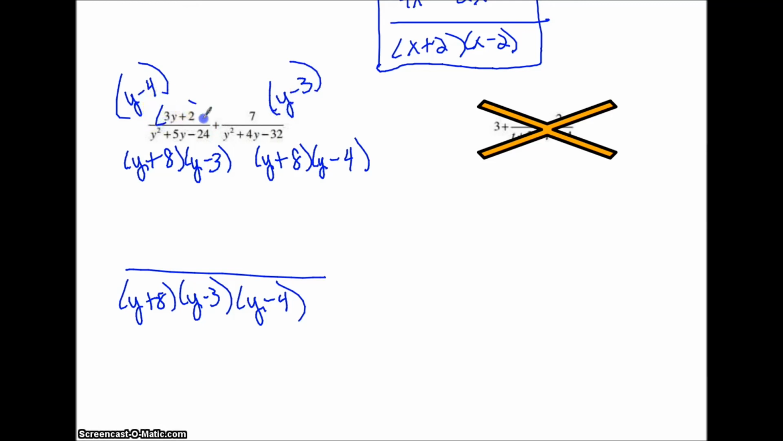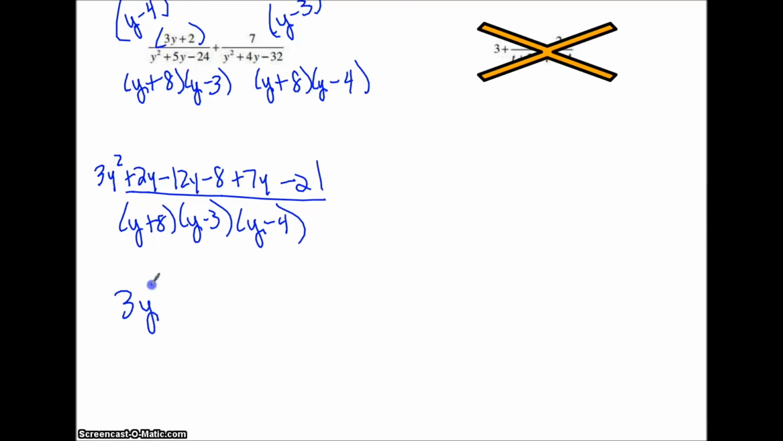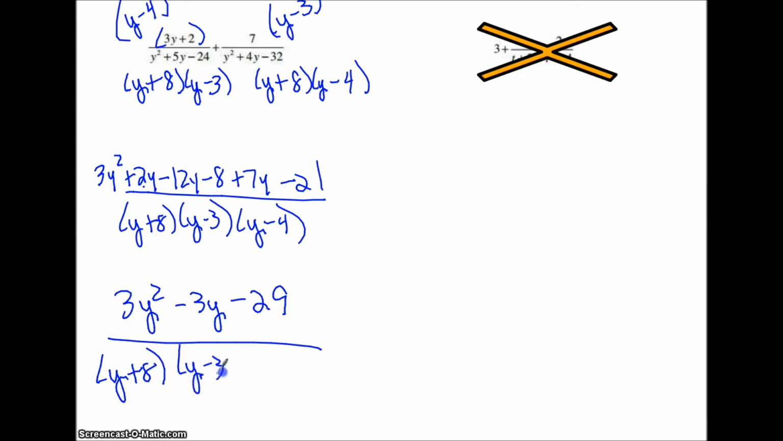So you're basically going to FOIL or distribute over here, and y times 3y squared plus 2y minus 12y minus 8. Distribute a 7, so plus 7y minus 21. Combine your like terms. 3y squared. 2y minus 12y is negative 10y. Plus 7y is minus 3y. Negative 8 minus 21 is minus 29. All over y plus 8, y minus 3, and y minus 4.